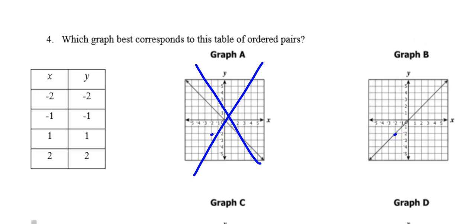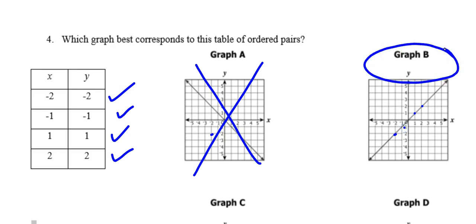But we have to have at least all of the points. So let's try. We did that one. Let's do 1, 1. 1, 1's there. 2, 2. 2, 2's there. And negative 1 is there. So the answer is going to be graph B.